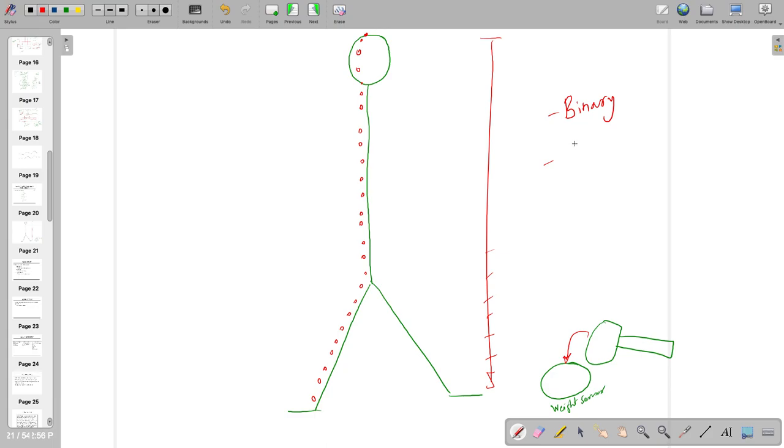Yeah, Siddhant, are you following what I mean to say? Sandeep? Huh? Binary, why do you think it's binary? Okay. Thermometric.